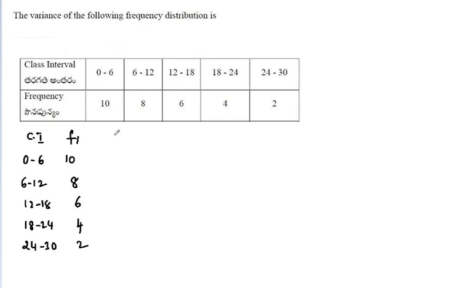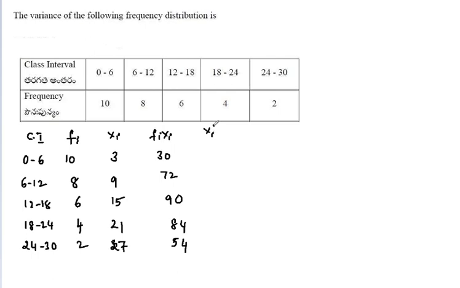And now find xi, this is the mid value of class interval, 0 plus 6 by 2, that is 3, 6 plus 12, 18 by 2, that is 9, 12 plus 18, 30 by 2, that is 15, 18 plus 24 by 2, that is 21, and 24 plus 30, 54 by 2, that is 27. Multiplying these two, that is Fi into xi, so 10 into 3, 30, 8 into 9, 72, 6 into 15, that is 90, 4 into 21, that is 84, 2 into 27, that is 54.